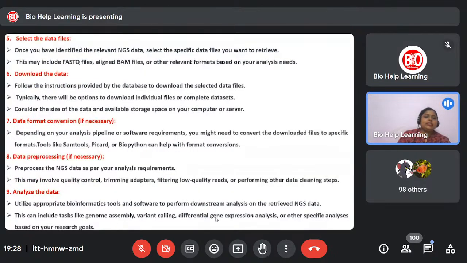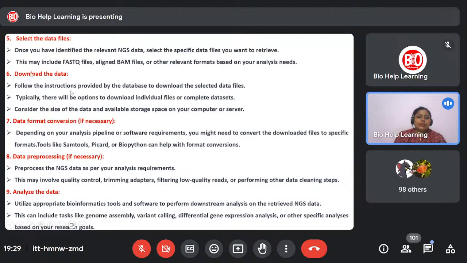Next is to select the data files. So these data files you have to retrieve. Initially, generally they will provide the FASTQ file format, the general format. Second is the BAM file. But in any case, suppose you want to analyze the data and that software or tool is not accepting this format, there is another option we have. You have to convert that format to the acceptable one. Suppose that software wants a FASTA file, so you can convert that FASTQ into the FASTA file format and then further proceed for the analysis.